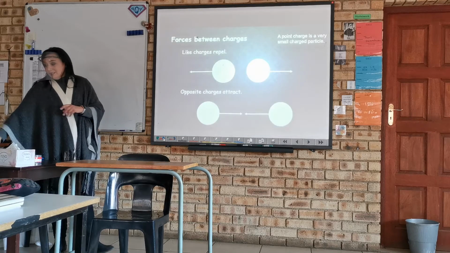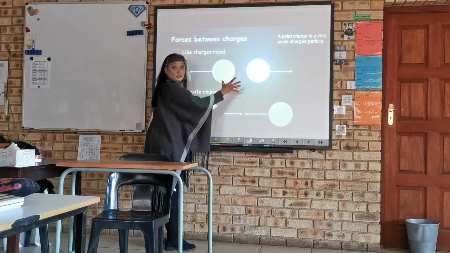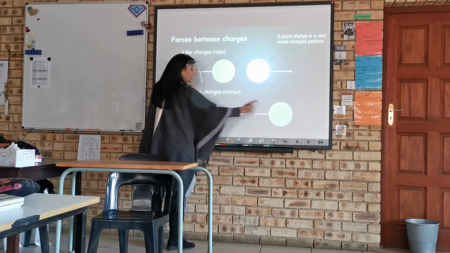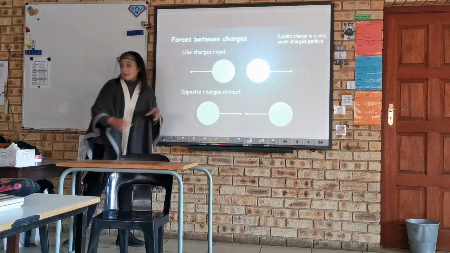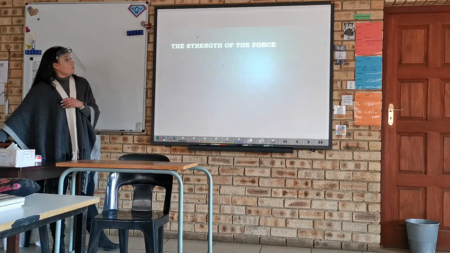So if we have two positives, they will repel. If we have two negatives, they will repel. If you have a positive and a negative, they will attract. Or a negative and a positive, they will attract. Then, the strength of the force.